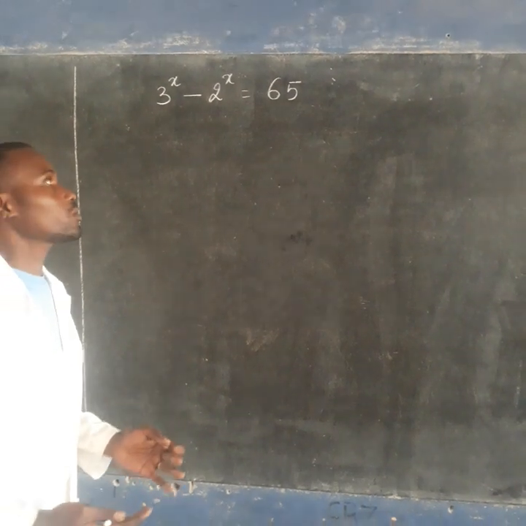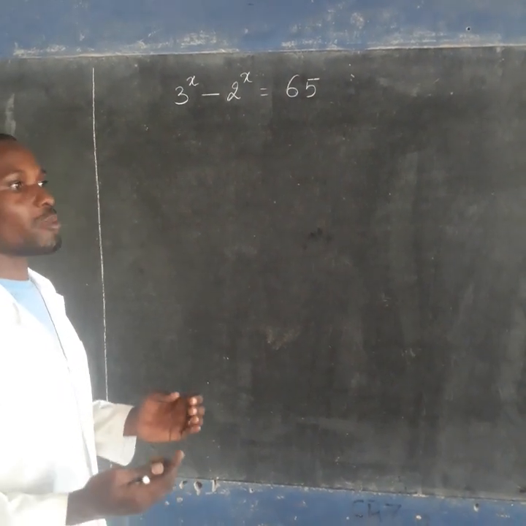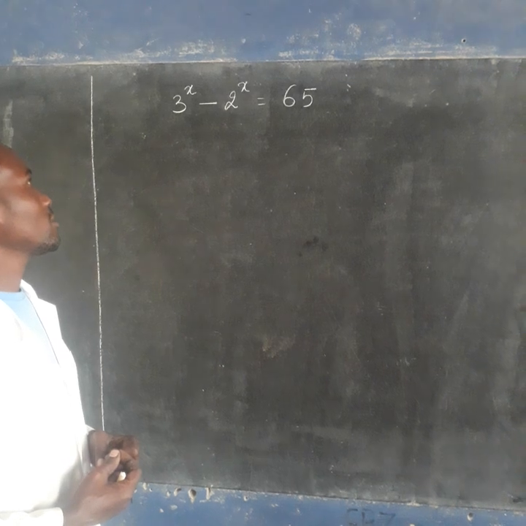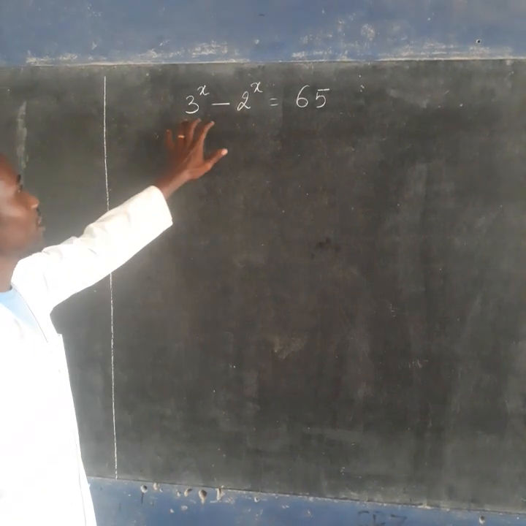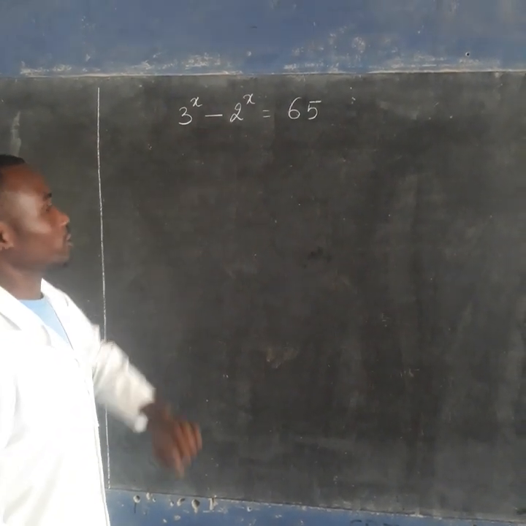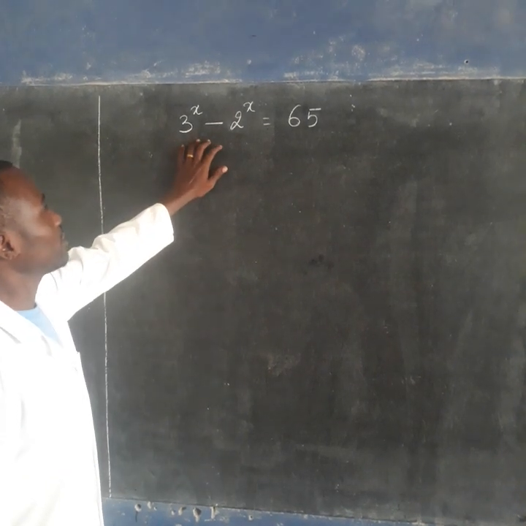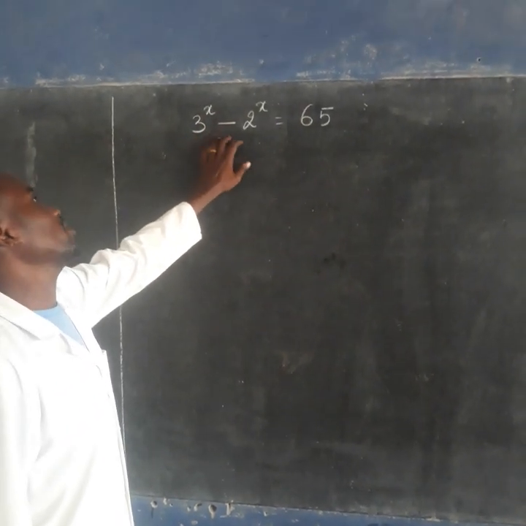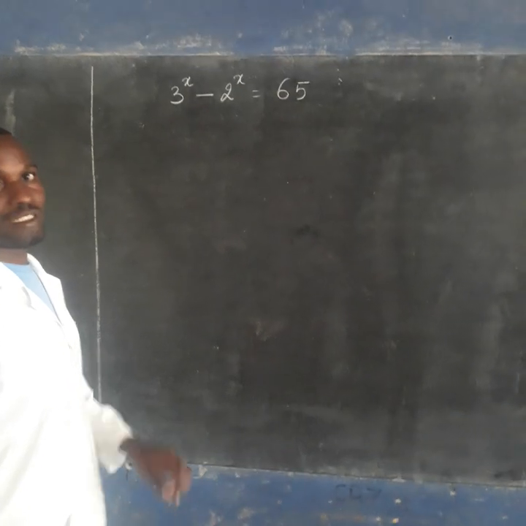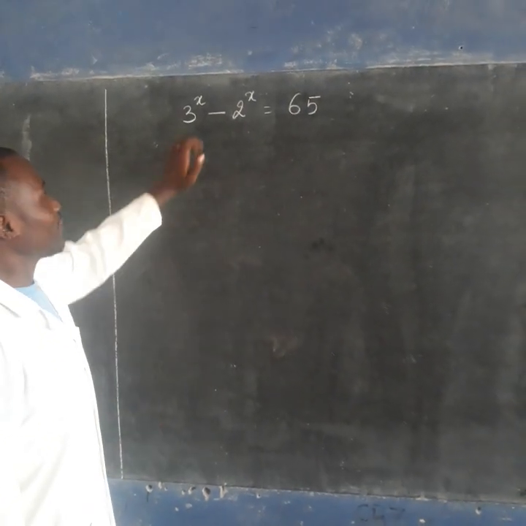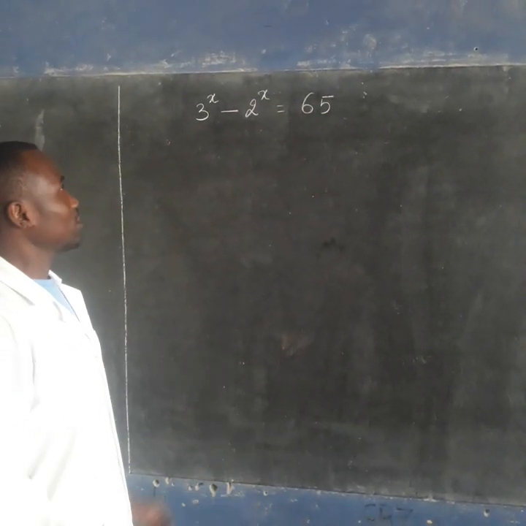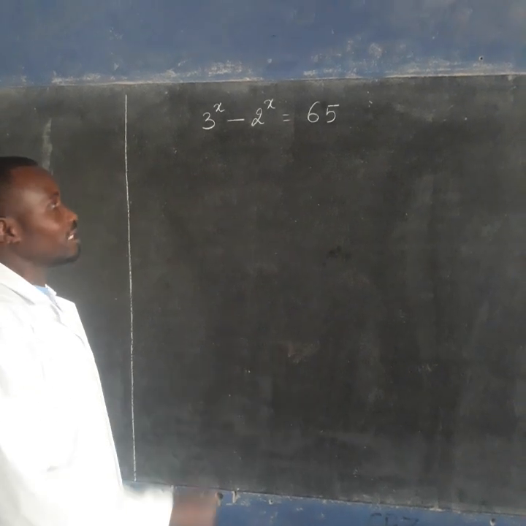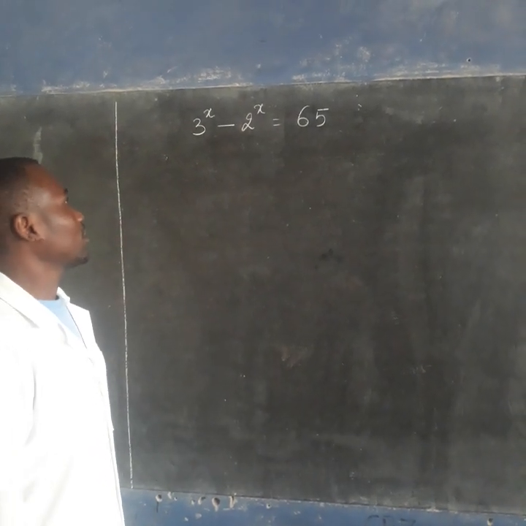Today we are going to see how to solve some complex questions. We are going to start by solving this equation. This equation seems to be complex, but it is very easy. After solving it, you will see whether the complexity will be removed.